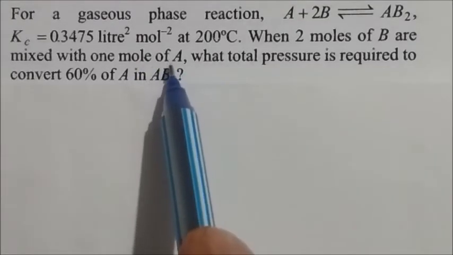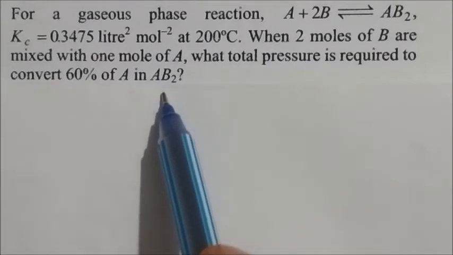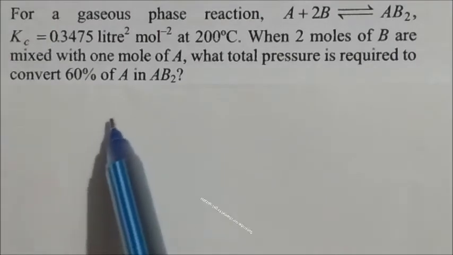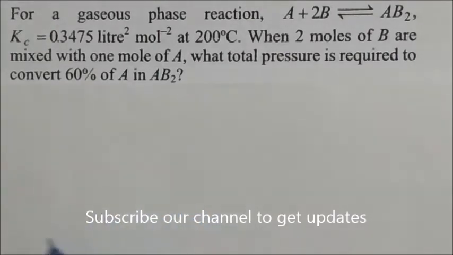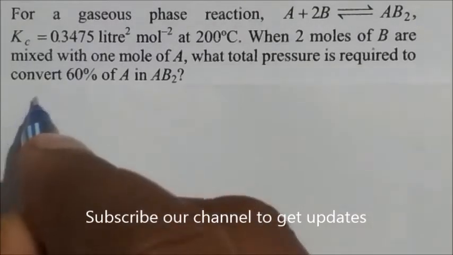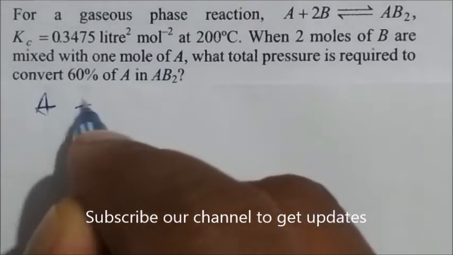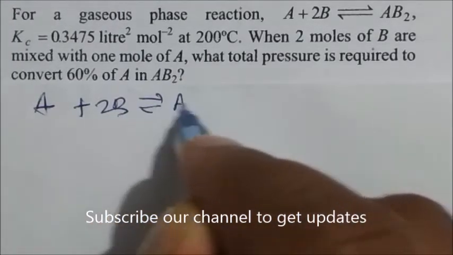Now, this is the 1 mole, so when you take 60% of A to AB2, what is the total pressure we require? We have to find the total pressure which will convert 60% of A into AB2. So we have to write the reaction first: A reacting with 2B is giving you AB2.